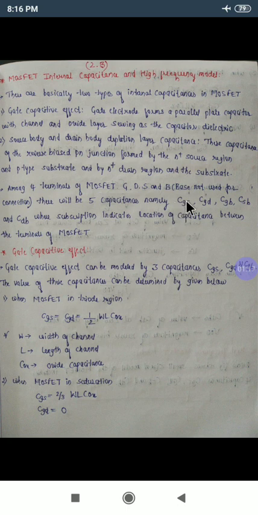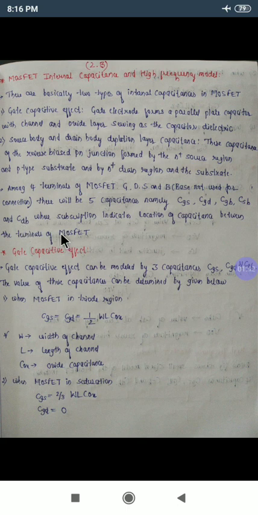CGS means the capacitance connected between the gate and the source. CGD is the capacitance connected between gate and drain. CGB is the capacitance connected between gate and base. CSB is the capacitance connected between source and base. And CDB is the capacitance connected between drain and base.